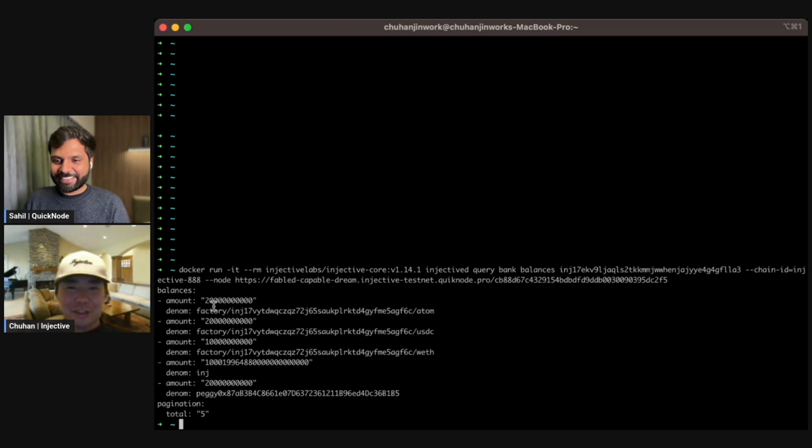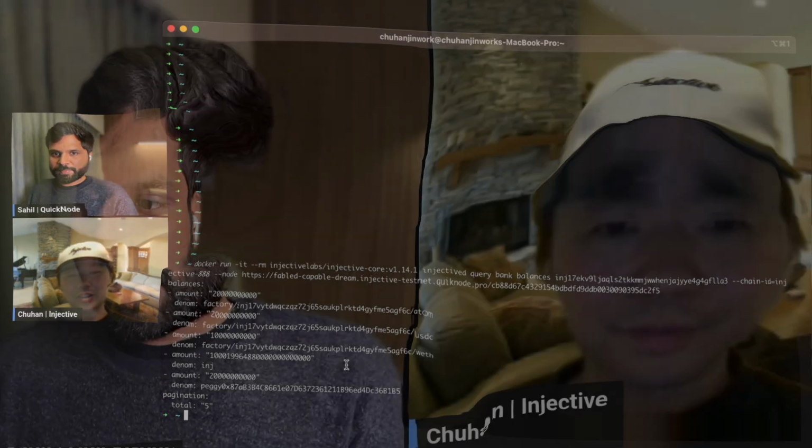So let's see what it will return. Okay, you can see I have a few balances under my Injective address, so it actually works. That's it. The little demo for you guys to show how easy and how convenient it is to set up your own QuickNode endpoint for your development with Injective. Chuan just showed us how you can interact with the Injective blockchain using a QuickNode endpoint and the Injective command line tool, injectived.